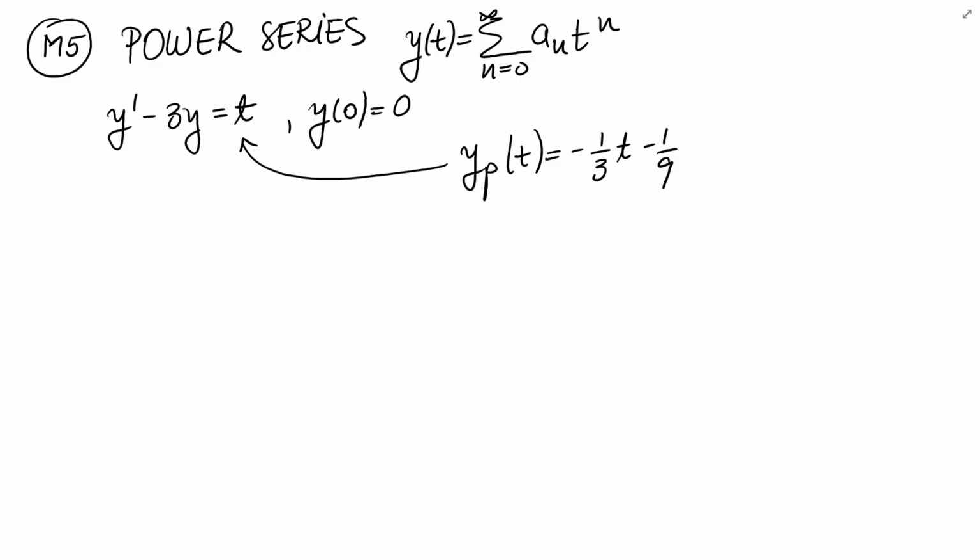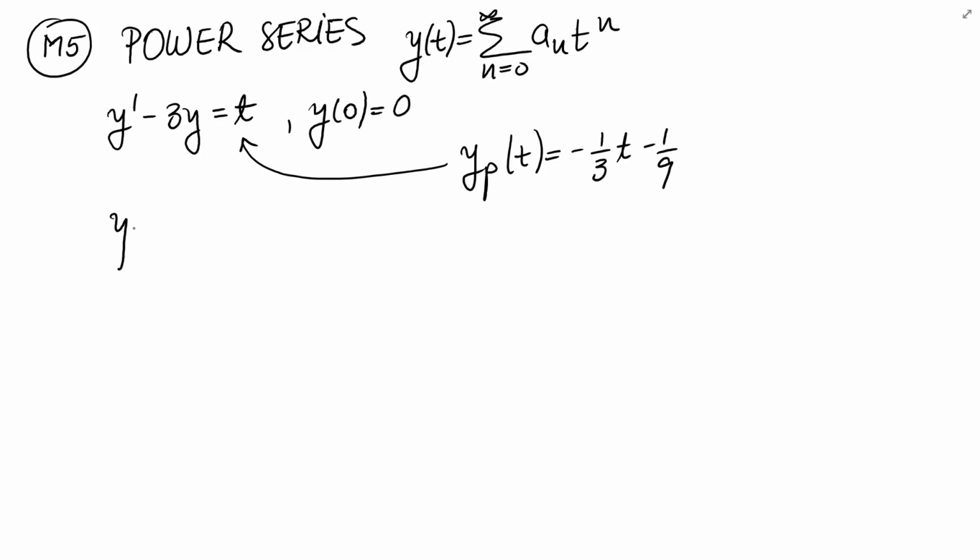In this video, I'm going to solve the same equation as we did before, the linear non-homogeneous differential equation y prime minus 3y equals t with y of 0 equals 0, using power series. So power series, we are looking for solutions of the form y of t equals the sum as n goes from 0 to infinity of a sub n t to the n. The particular solution we found before: the fact that the right-hand side is not just equal to 0, it's equal to t, gives us a particular solution, negative 1 over 3 t minus 1 over 9. We did that using undetermined coefficients.